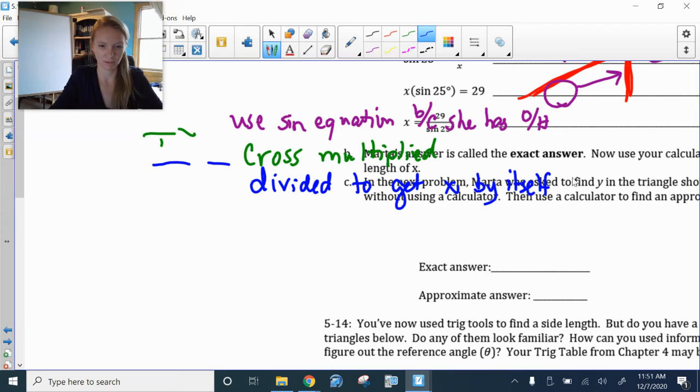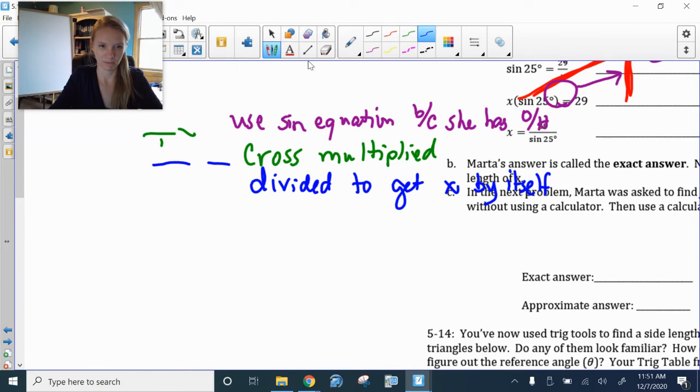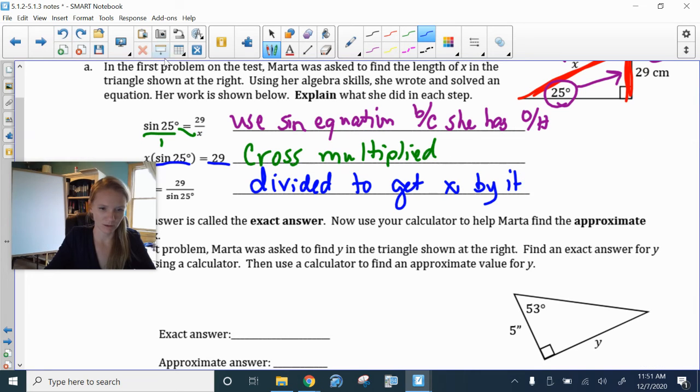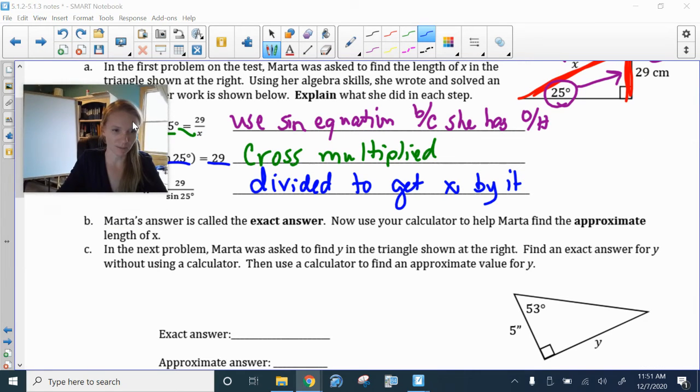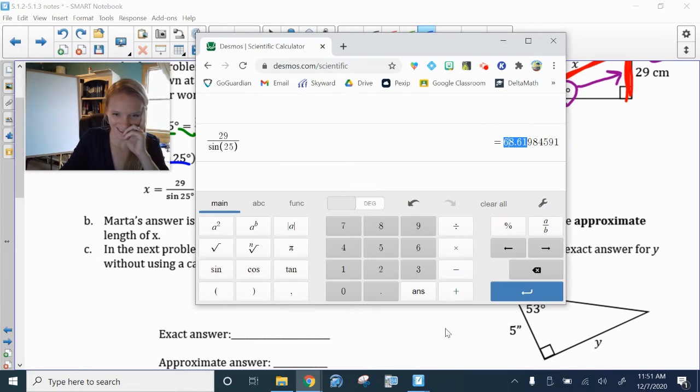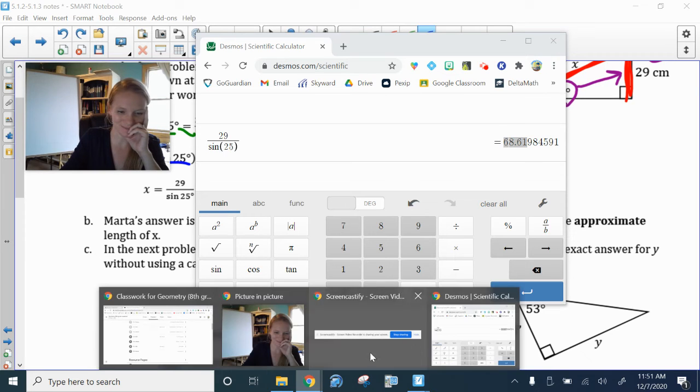Whoa. What just happened? Why did my computer... That's weird. I don't know why it did that. I forgot what I said. 68.62.